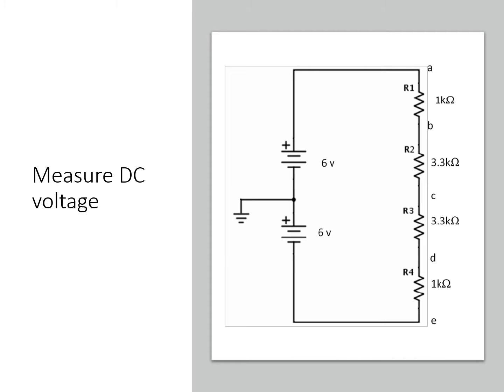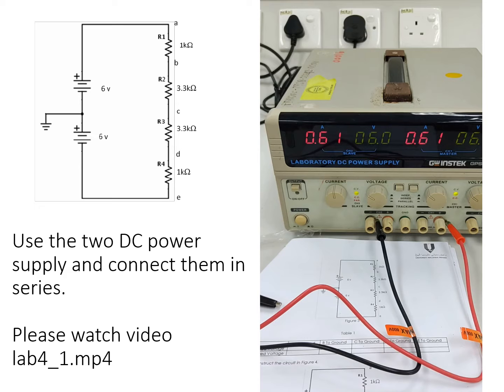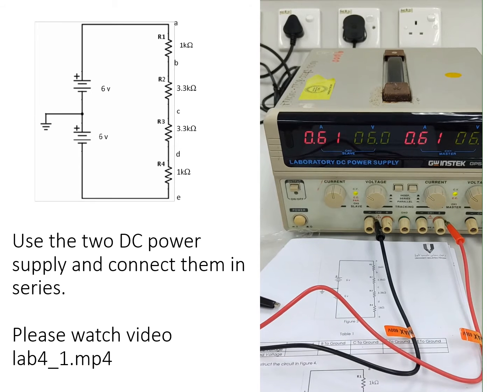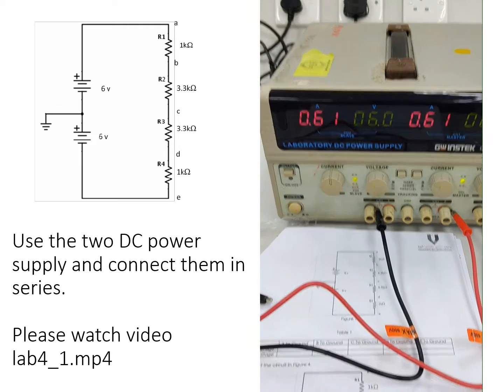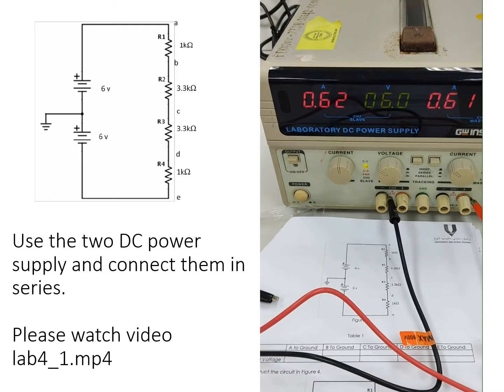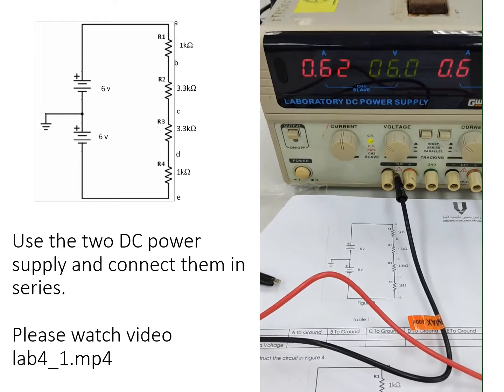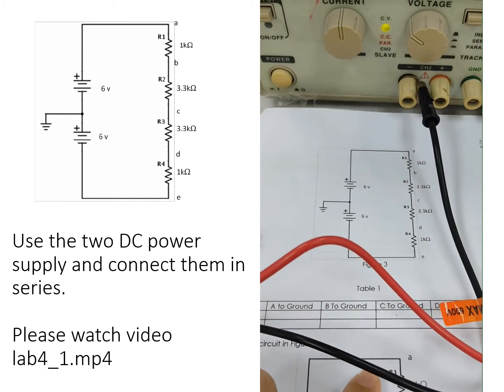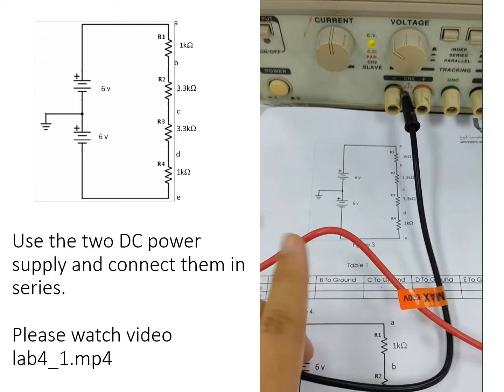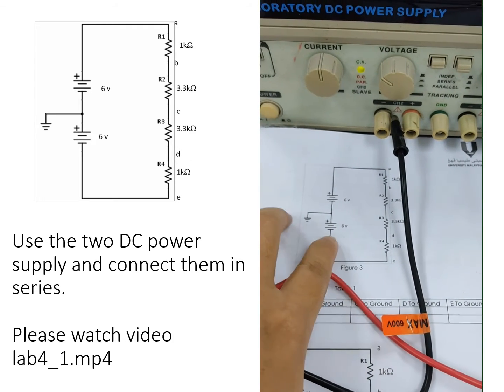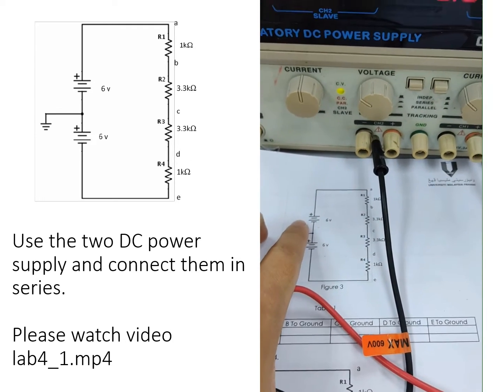The circuit for DC voltage measurement. Assalamualaikum. So I will explain how to use the laboratory DC power supply. First we look at our circuit here from figure 3. So we have 6 volt connected in series with another 6 volt.